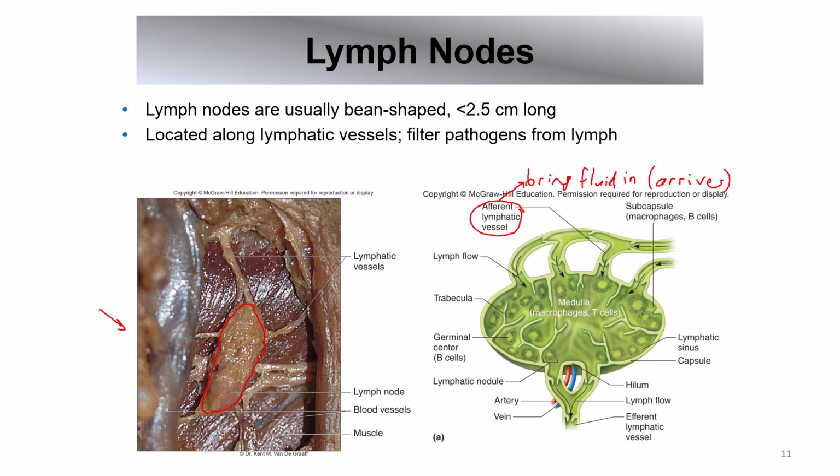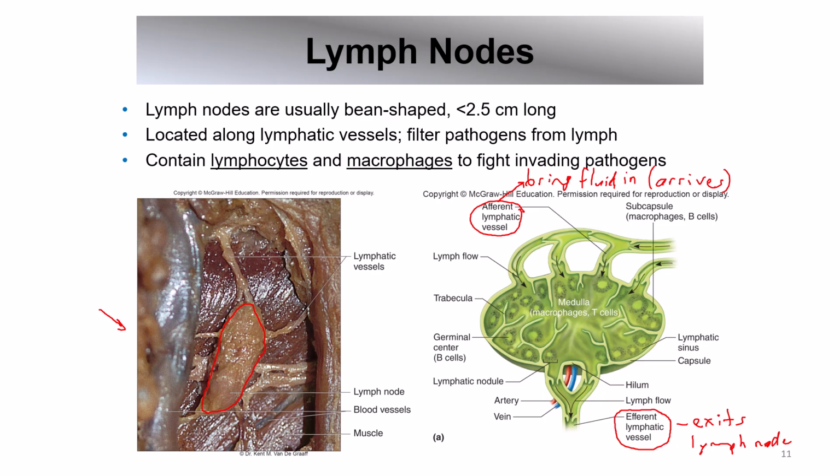Versus the lymphatic vessels that take the fluid out of the lymph nodes, after the lymph nodes filter the fluid. That's called the efferent lymphatic vessel. Remember E for exit. This one exits the lymph node, or I should say the fluid is actually the one that's exiting. In our lymph nodes, we have lymphocytes and macrophages. Lymphocytes are considered to be white blood cells, and the macrophages are a type of immune cell.